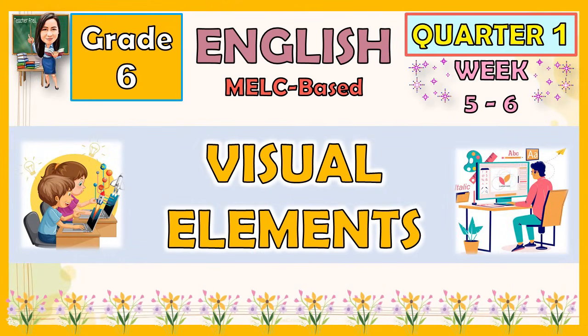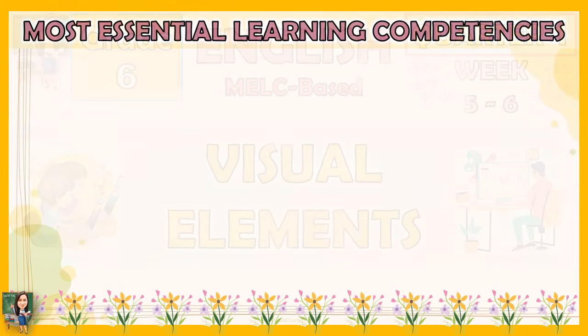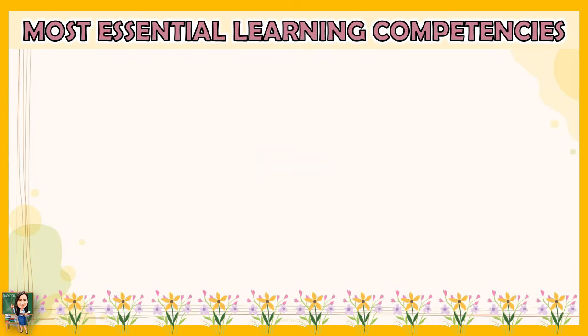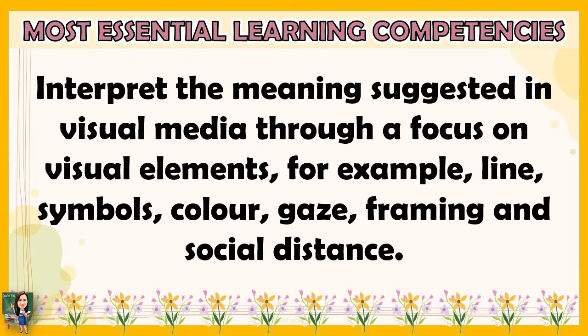For today's lesson in English 6, we will discuss visual elements. For the most essential learning competencies: interpret the meaning suggested in visual media through a focus on visual elements, for example, line, symbols, color, gaze, framing, and social distance.